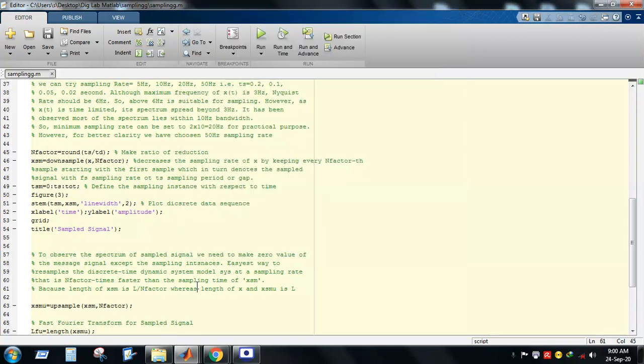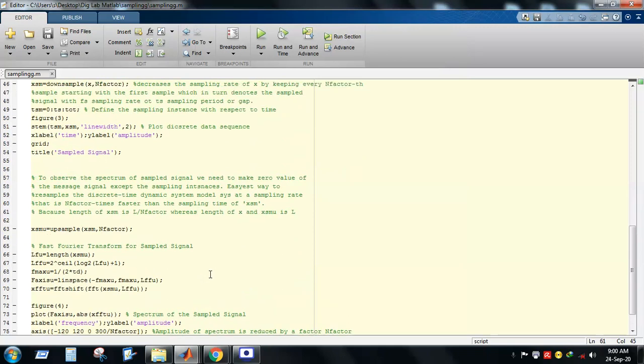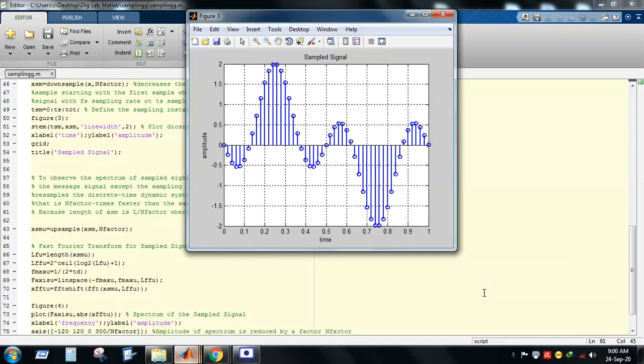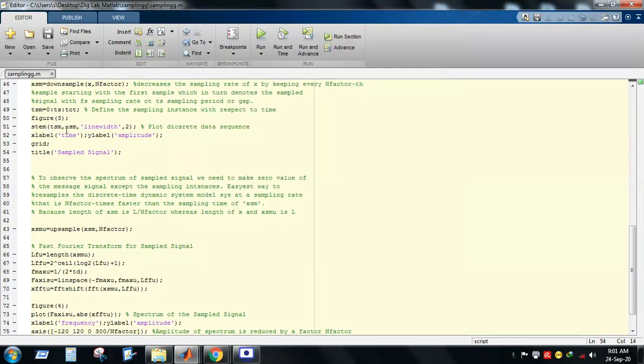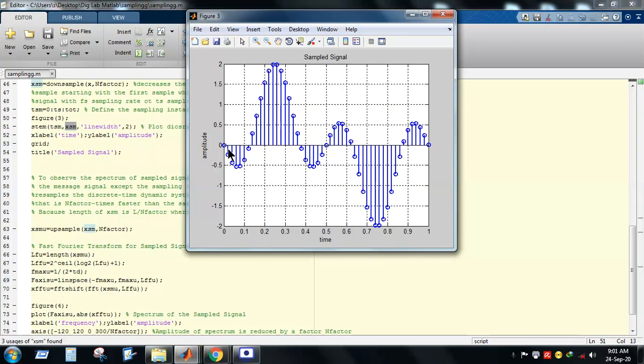Now let's come to the fourth part, that is to observe the spectrum of the sampled signal. To observe the spectrum of the sampled signal, we need to make the value of the message signal zero except at the sampling instants. Suppose this value is xsm. We plot xsm with stem tsm xsm. So this is xsm, that means sampled. xsm consists of a total of 51 data points.